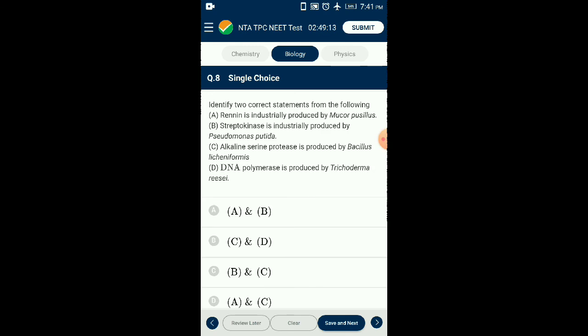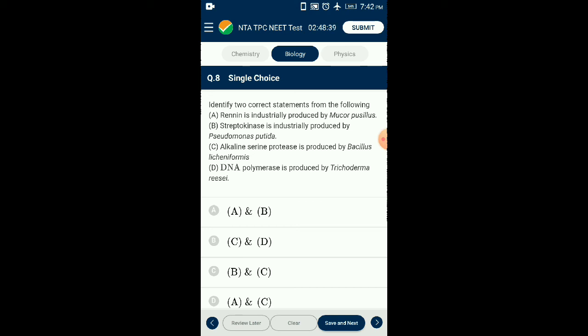Question number 8. Identify two correct statements from the following. Totally there are four statements given. See the first one. Renin is a milk digesting enzyme that is usually produced by Mucor species. Streptokinase is a clot buster that is obtained from Streptococcus.